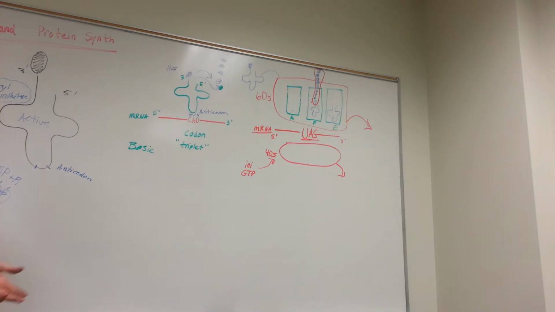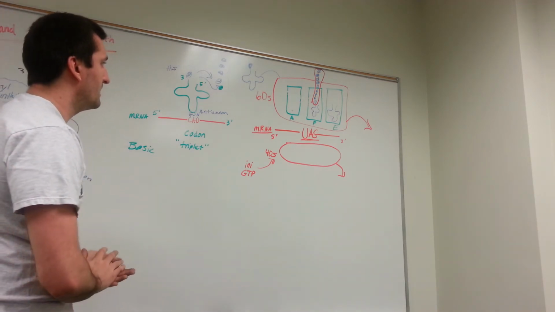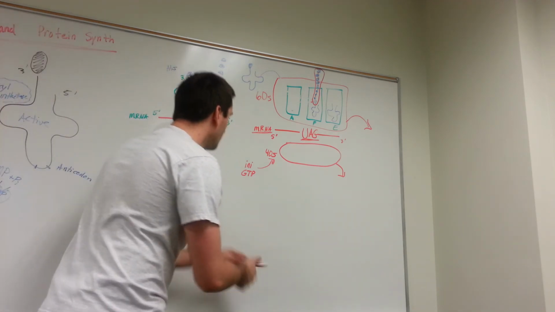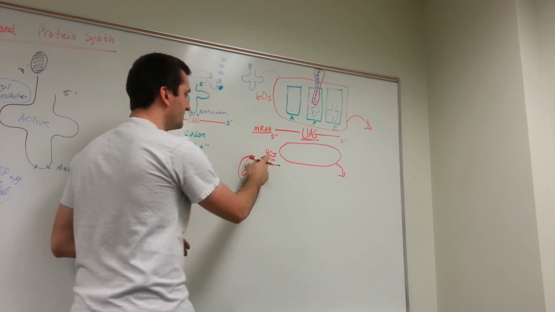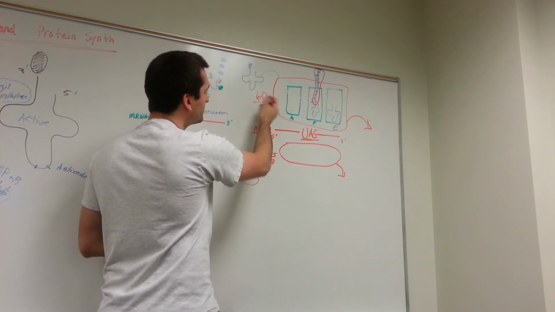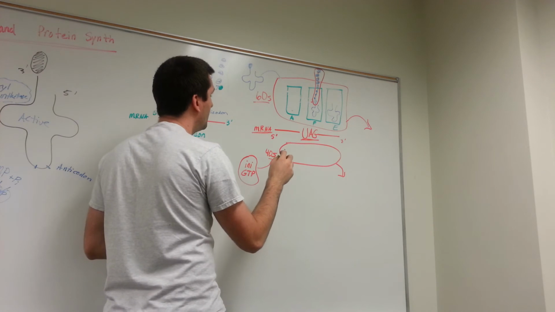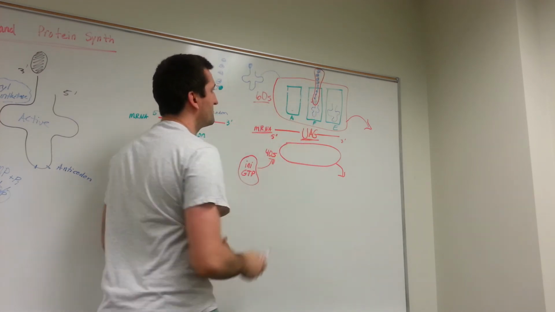Release factors are required for this. That's a little more complicated, but just realize that you have three phases. You have the initiation phase, which is going to be the 40S subunit binding to our mRNA. Eventually our 60S subunit will come in. Then we've got our elongation phase. That's going to be where we are elongating this polypeptide chain.